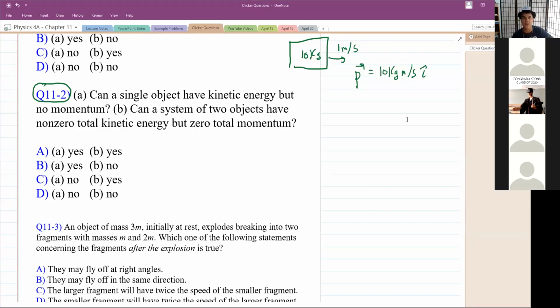All right, going to end this in about 10 seconds. Can a single object have kinetic energy but no momentum? Can a system of 2 objects have non-zero kinetic energy but 0 total momentum?